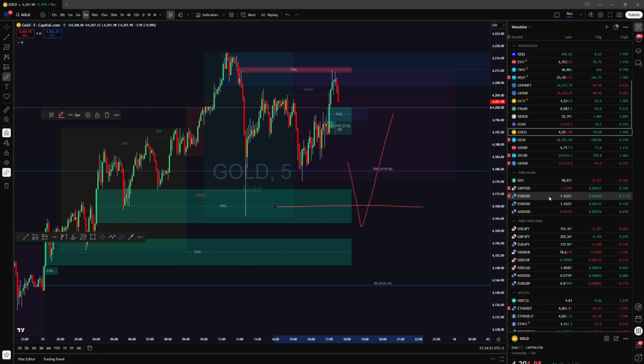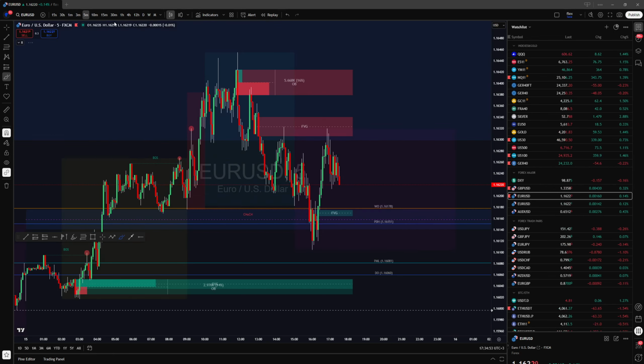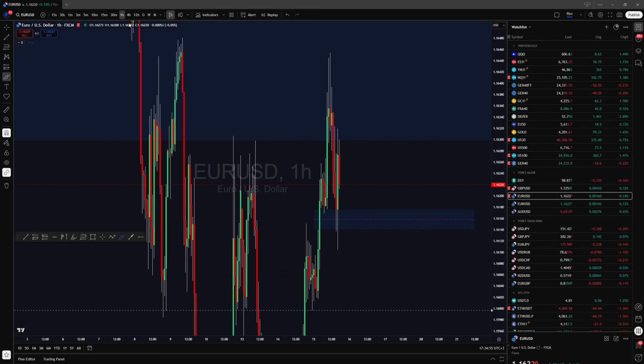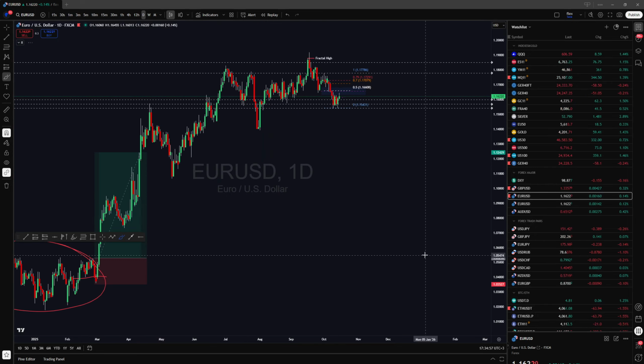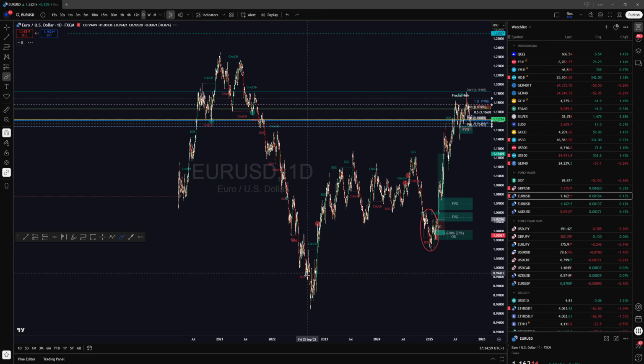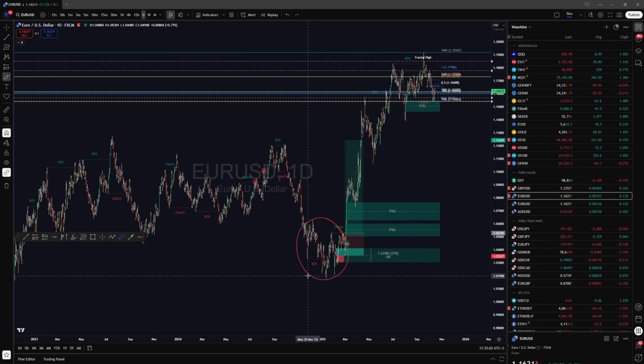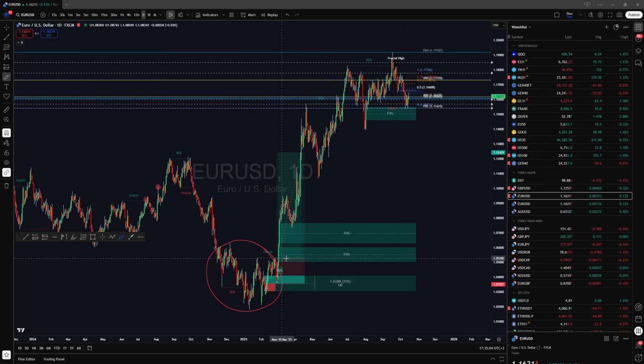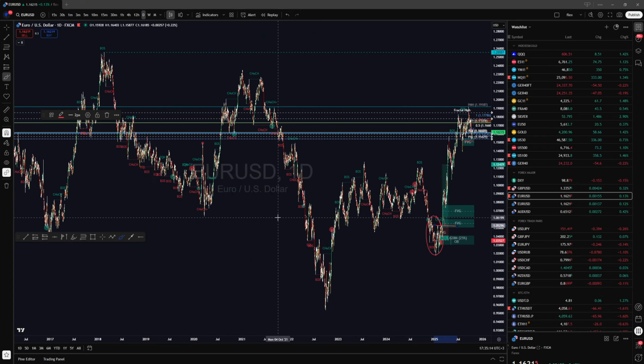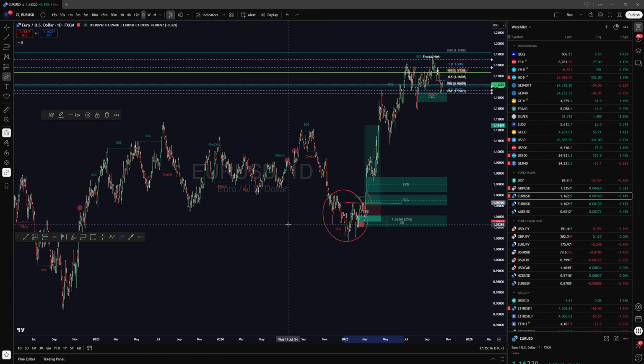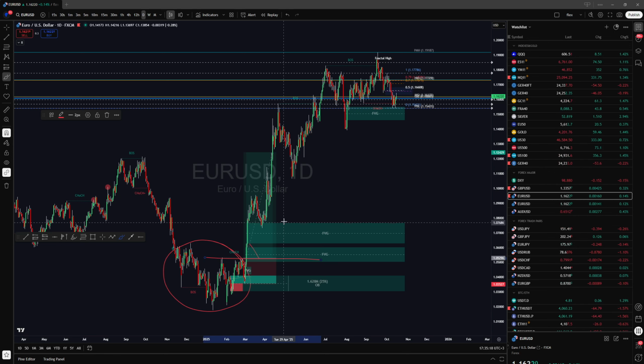I already partly touched this theme. I showed it on the euro, where I was waiting for an entry, there wasn't a retest, and I missed this entry and missed this entire move, right? So this is just one example that you have to be aware of.